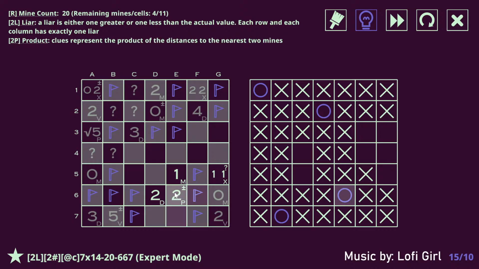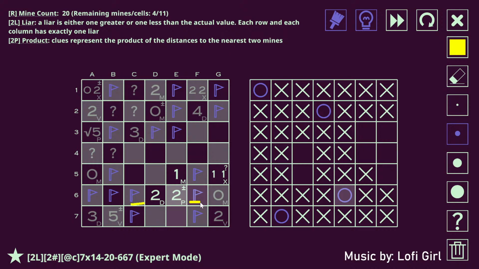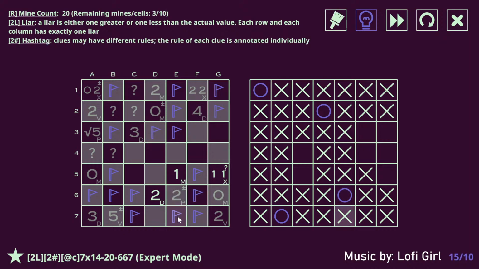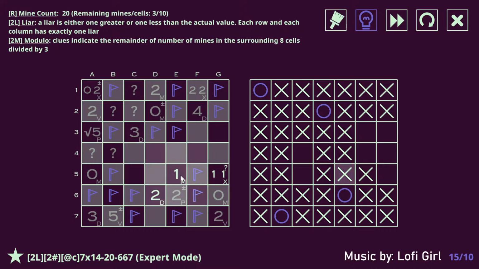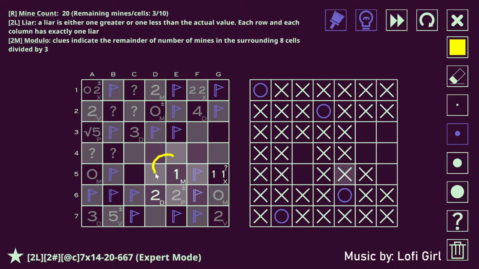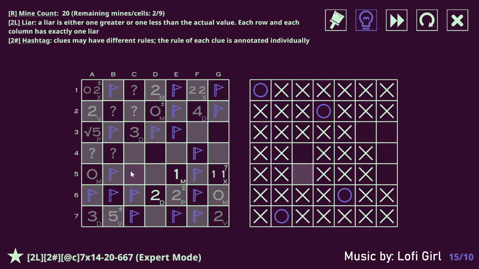It's either 3 or 1, but it can't be a 3 because it already sees this and this. So it must be a 1, so that's a mine. And then 2 deviation means there's 1 mine total in these 5 cells. That might be for this 1 modulo, which has to be talking about 4 cells, right? And we know that at most 1 here. So this must be a mine and these are both non-mines.